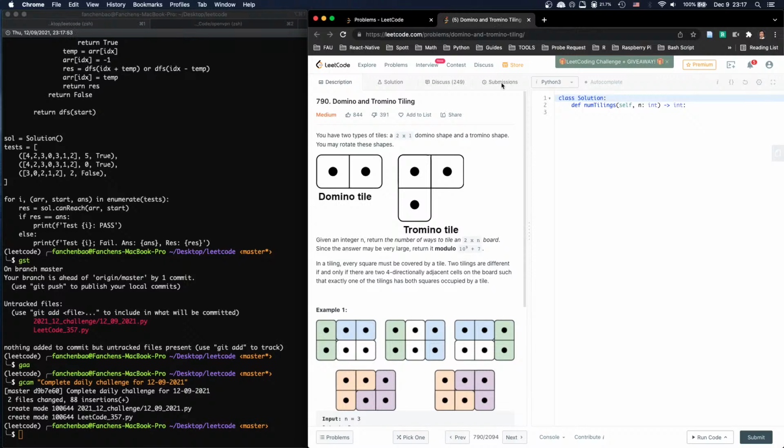I don't think we have done this before. This seems new to me. Yeah, there's a new question. You have two types of tiles: a 2x2 domino shape and a tromino shape. You may rotate these tiles. Given an integer n, return the number of ways to tile a 2 times n board. Since the answer may be very large, return it modulo. In a tiling, every square must be covered by a tile.